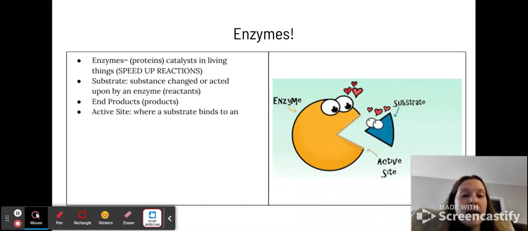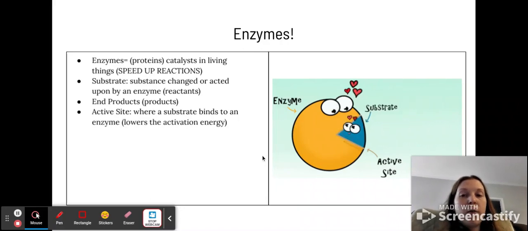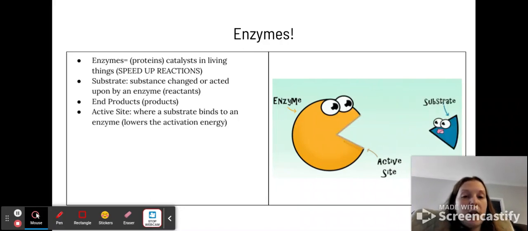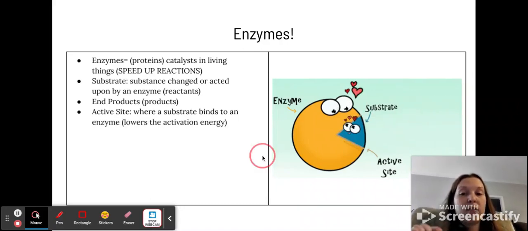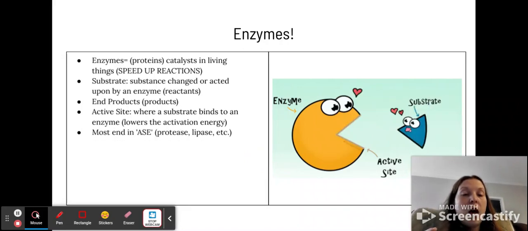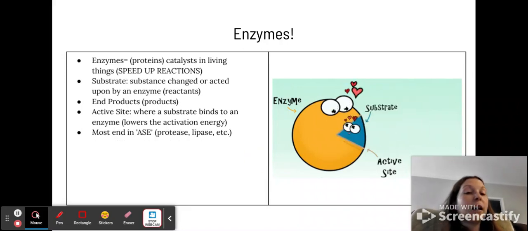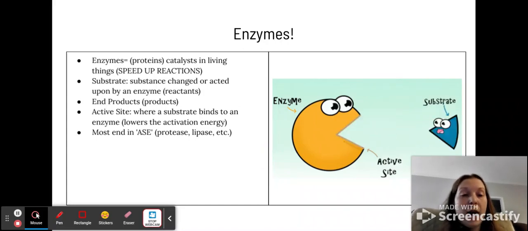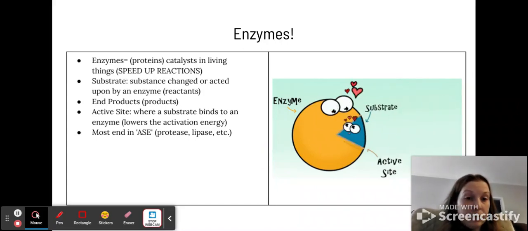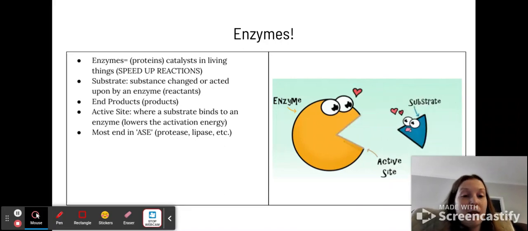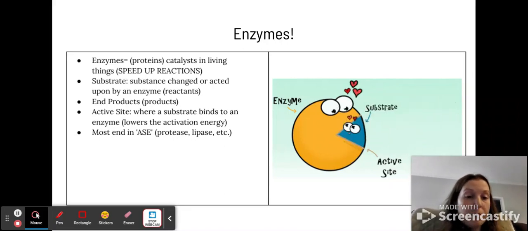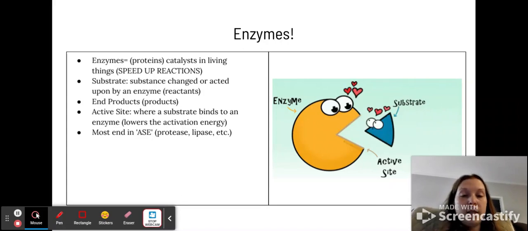It does this by attaching to the active site of the enzyme. So this is where your substrate will bind to. And this is what lowers the activation energy. But keep in mind, active sites are very peculiar. It's like a puzzle piece. Only certain substrates will fit into that active site. Other ones will not, which means that enzyme will not work on them. Okay. So we do have to pay attention to that.